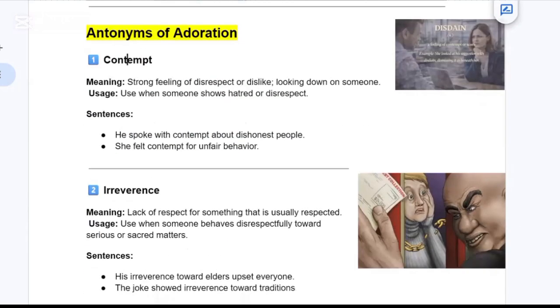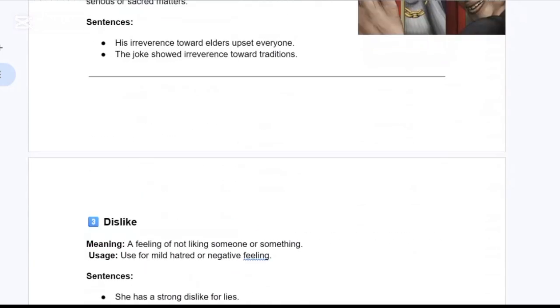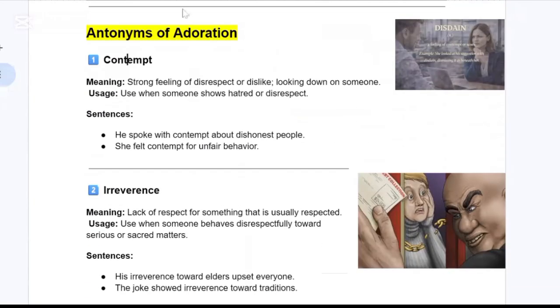Antonyms of devotion: contempt, irreverence, dislike. Contempt. Strong feeling of disrespect, dislike, or looking down on someone. It is used when someone shows hatred or disrespect. For example, he spoke with contempt about dishonest people. She felt contempt for unfair behavior.